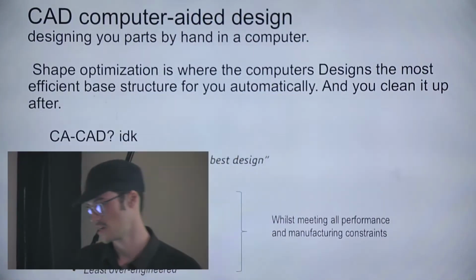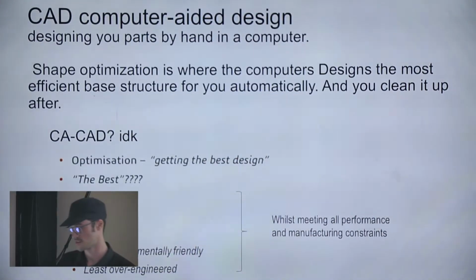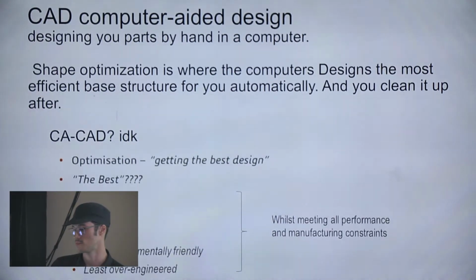So CAD modeling, computer-aided design, I'm sure you've all interfaced with it or need to know about it. But shape optimization is where the computer designs the most efficient shape structure for you automatically, and you just clean it up at the end. So I don't know, computer-aided design?